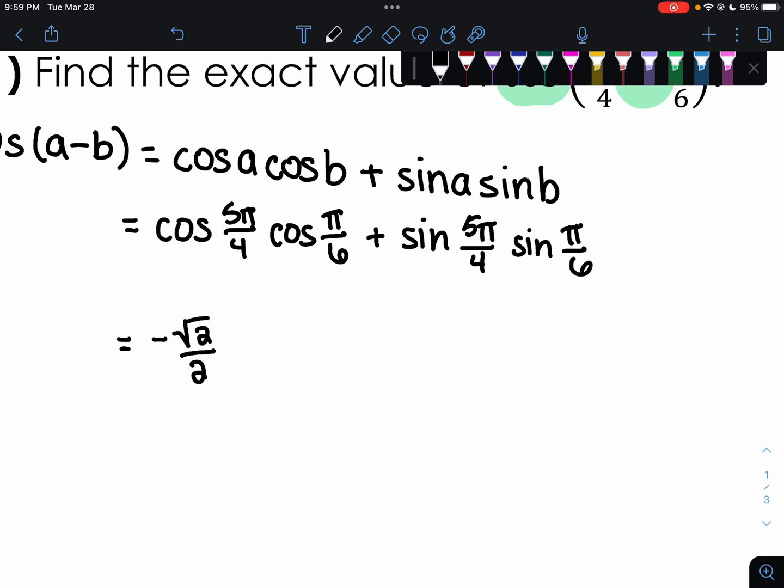For cosine of pi over 6, you put down your ring finger. Cosine's on top. You have 3 fingers. And that gives us rad 3 over 2. Pi over 6 is in the first quadrant, so it is positive. Then we move on to sine of 5 pi over 4. So again, the middle finger goes back down. Sine is on bottom. So we get a negative rad 2 over 2. Sine of pi over 6, you put down your ring finger. You have 1 finger left on bottom, so you get 1/2.